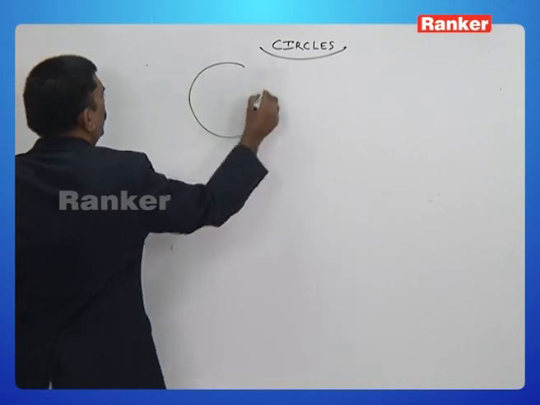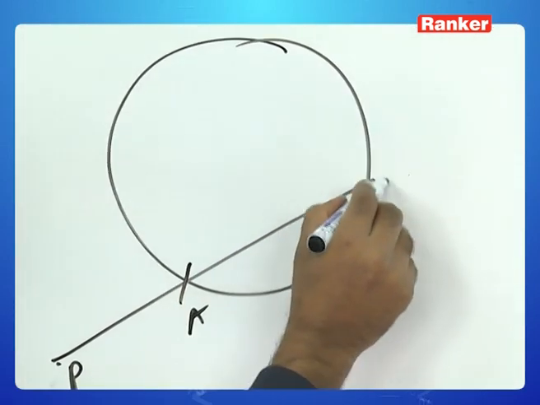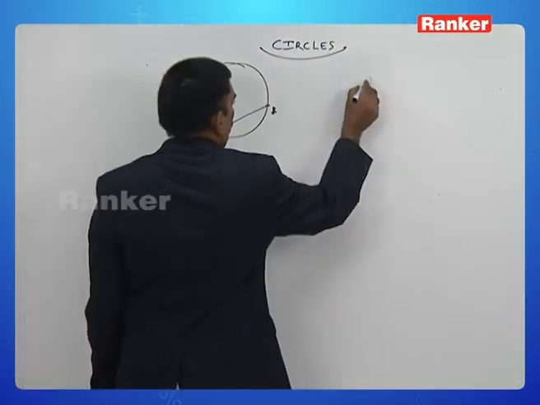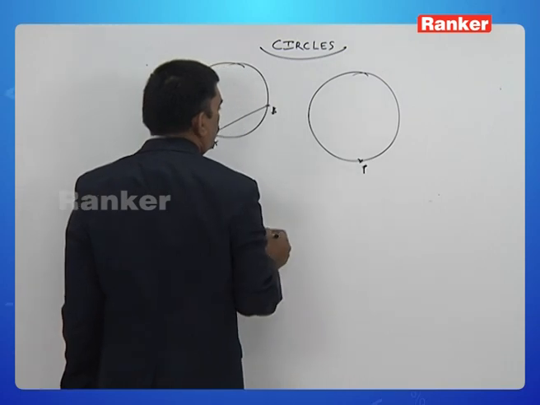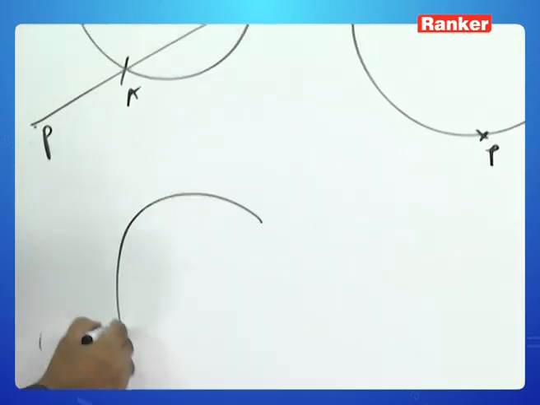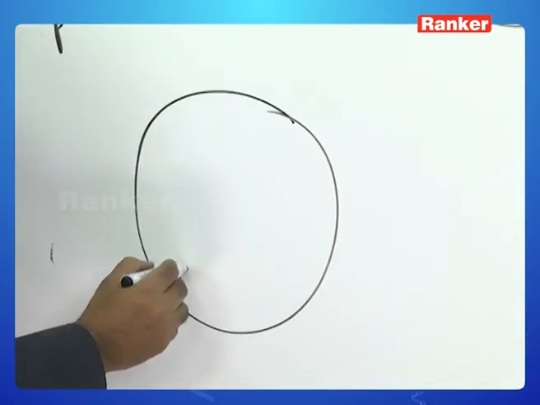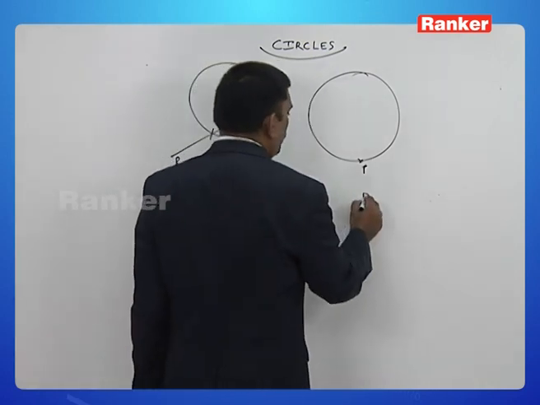When the point P is outside, when the point P is on the circle, and when the point P is inside the circle, I can say by using the power of a point.